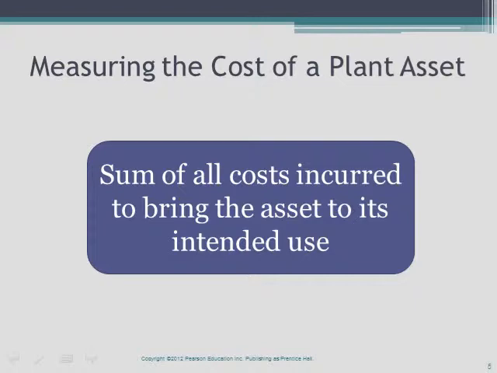Here's the basic working rule for determining the cost of an asset. The cost of any asset is the sum of all the costs incurred to bring the asset to its intended use. The cost of a plant asset includes the purchase price plus any taxes, commissions, and other amounts paid to make the asset ready for use.